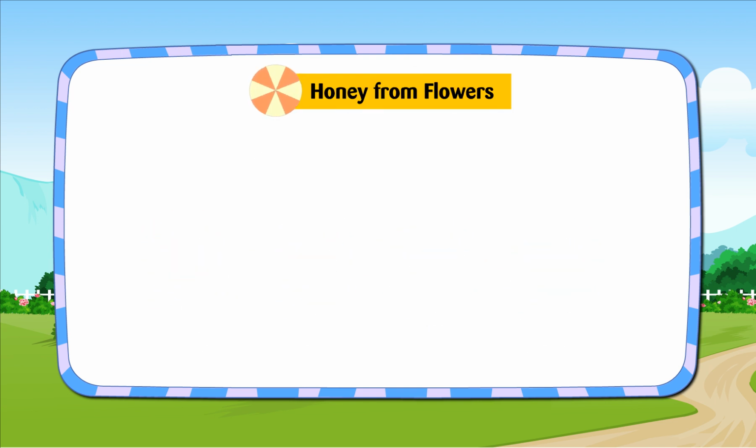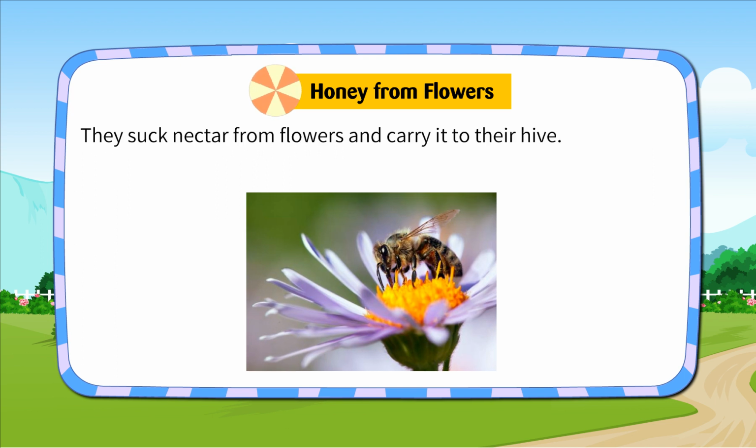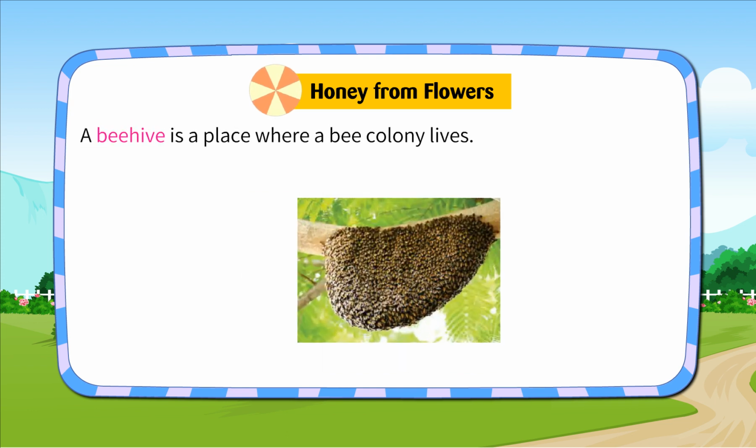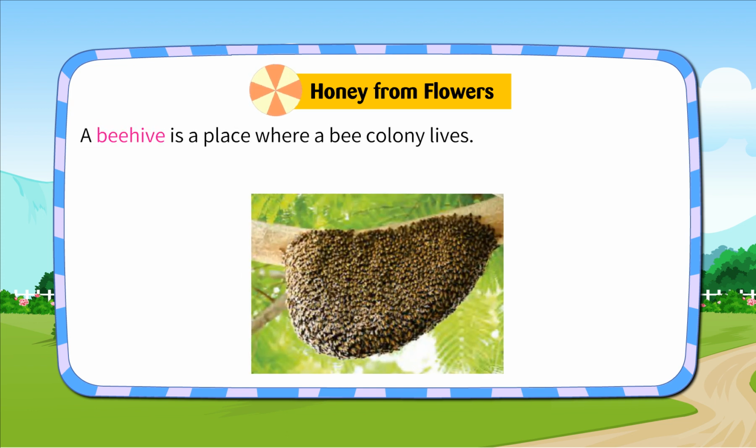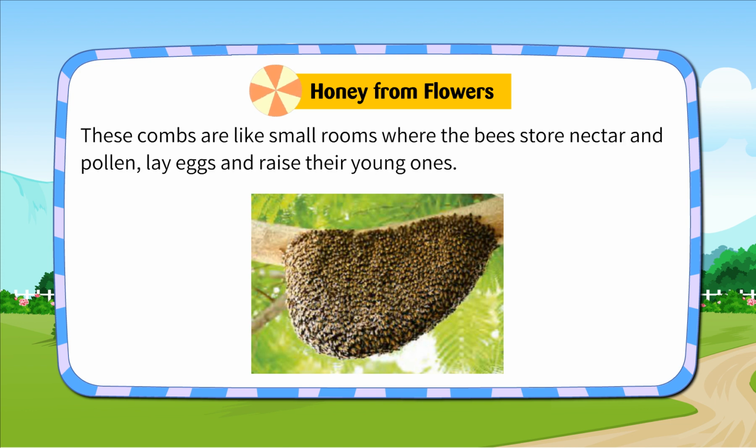Honey from flowers. Honey bees visit flowers. They suck nectar from flowers and carry it to their hive. A beehive is a place where a bee colony lives. It is made up of hexagonal, six-sided cells called combs. These combs are like small rooms where the bees store nectar and pollen, lay eggs and raise their young ones.